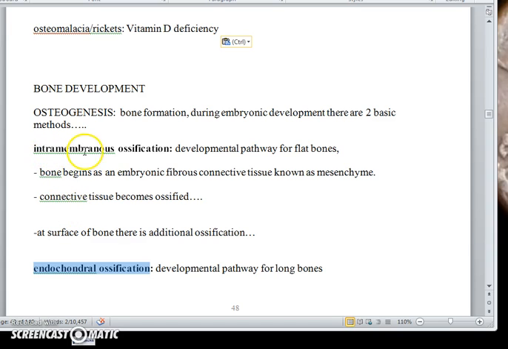Intramembranous means inside a membrane, and endochondral means inside a... You guys remember what chondro means? Anytime you see chondr or chondro on a word?